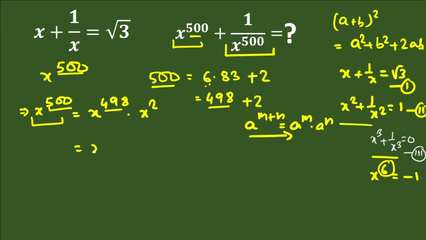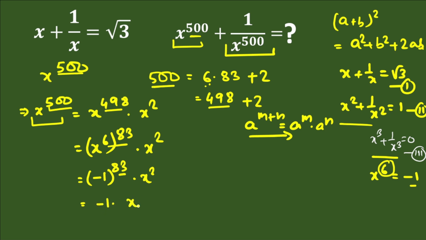Now 498 we'll write x raised to the power 6 and powered by 83, multiplied by x square. So the value of this term x raised to the power 6 is minus 1. So we'll write it as minus 1 powered by 83. 83 is an odd number and the base is negative, so it will be negative. So the value of this term will be negative 1, multiplied by x square. So negative 1 multiplied by x square.